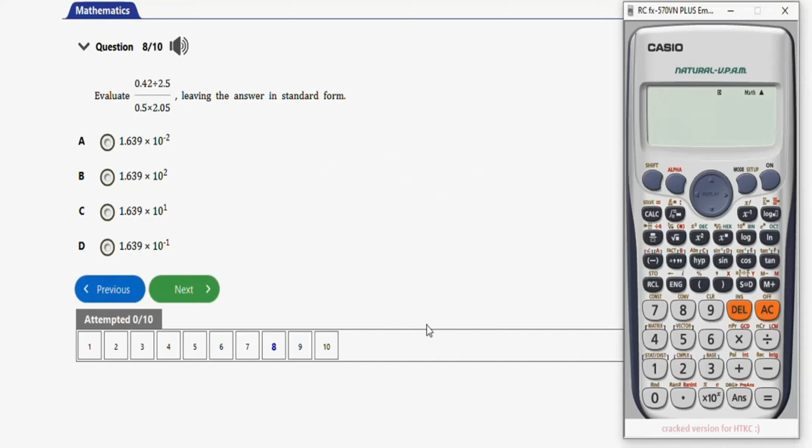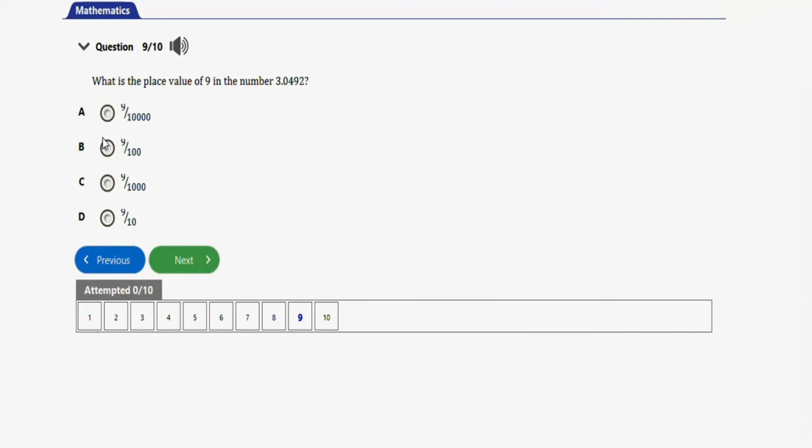Alright, we're making progress. Question 9. It says, what is the value of 9 in the number? So guys, this question now is not basically non standard form. So let me explain something here quickly for this kind of question. So we have 3. This is 3, guys. Let me write it way.